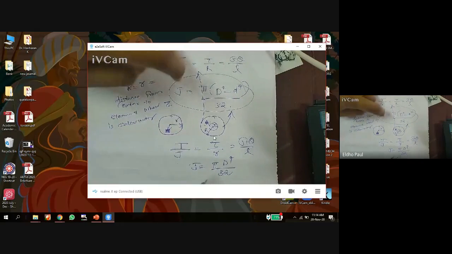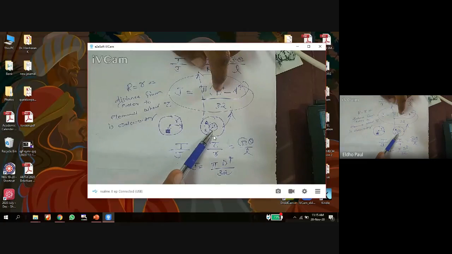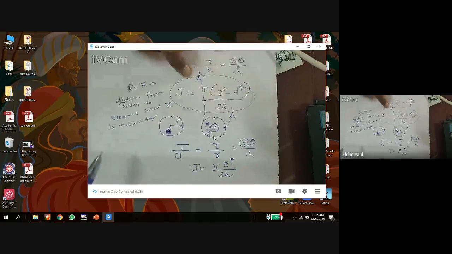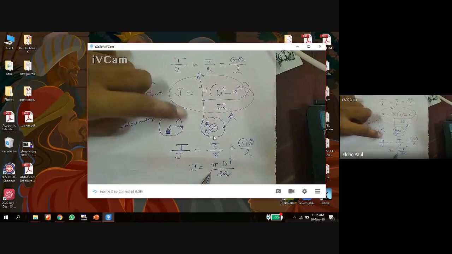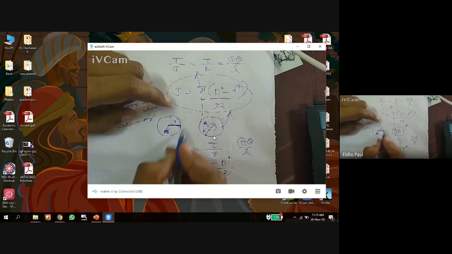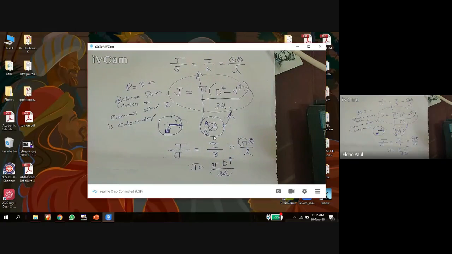J value will vary. So here in the hollow shaft, J is equal to outer diameter raised to 4 minus inner diameter raised to 4, by 32, into pi. In case of solid shaft, this is equal to pi times the whole outer diameter raised to 4 by 32. That is the only difference.